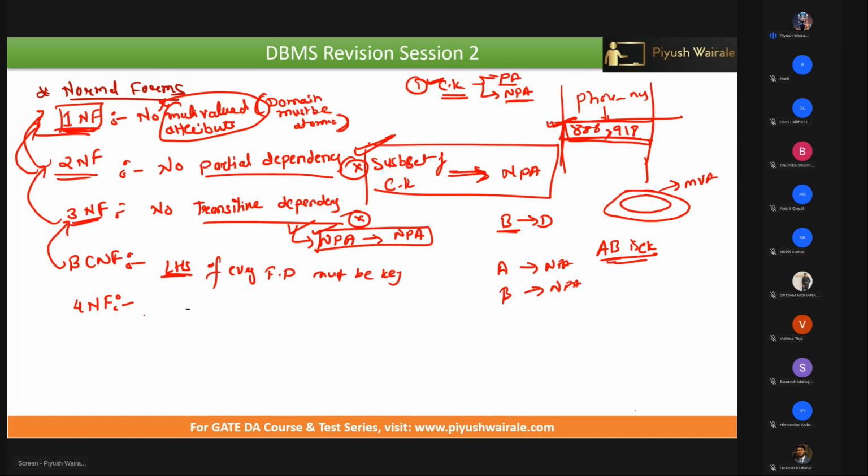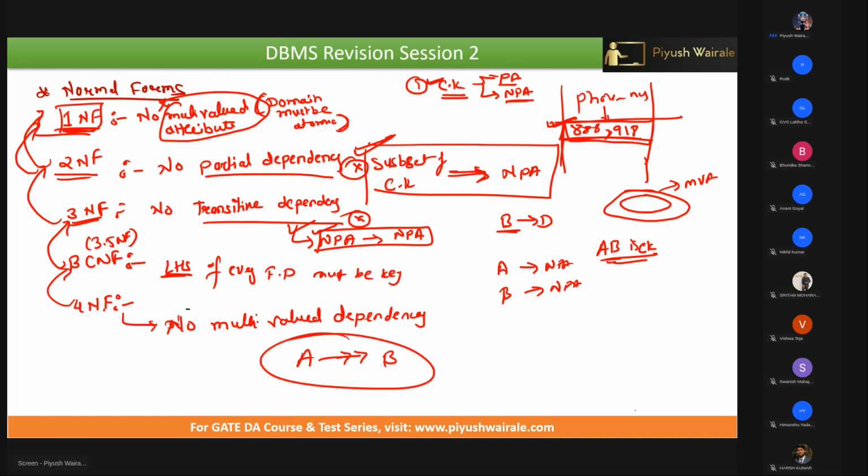Now what about the criteria for 4NF? It should be in BCNF first, sometimes called 3.5NF also. 4NF is basically what? No multi-valued dependency, sorry, not attribute, dependency. We represent multi-valued dependency by A multi-determines B, with a double arrow. That is basically a multi-valued dependency, right? So this is not allowed in 4NF. There are very few questions based on 4NF in the entire GATE CSE paper, but we'll discuss MVD also.